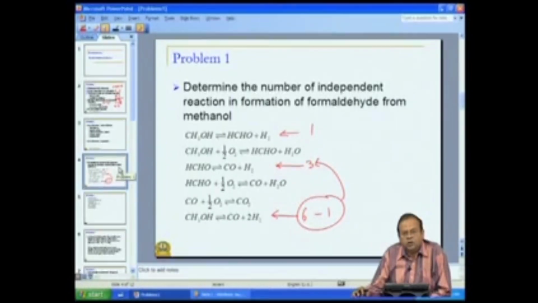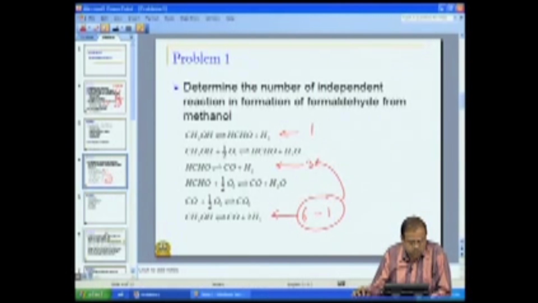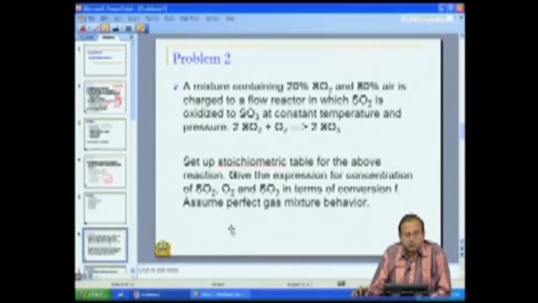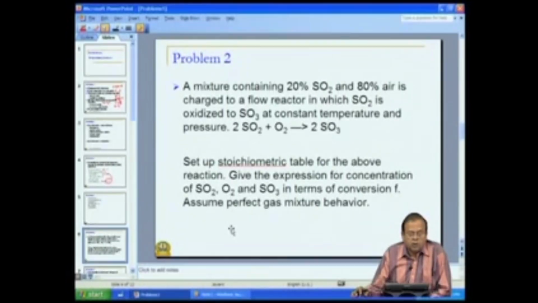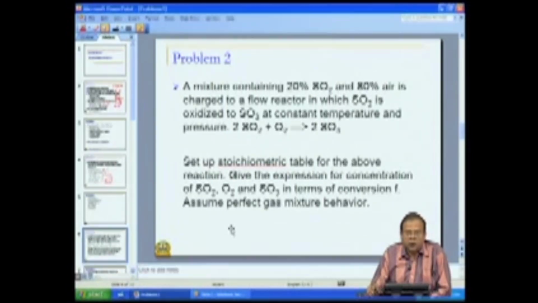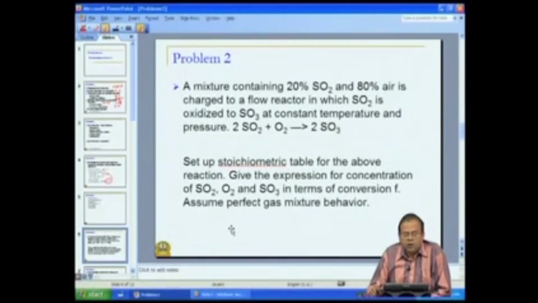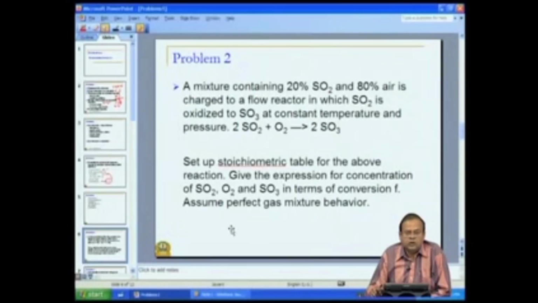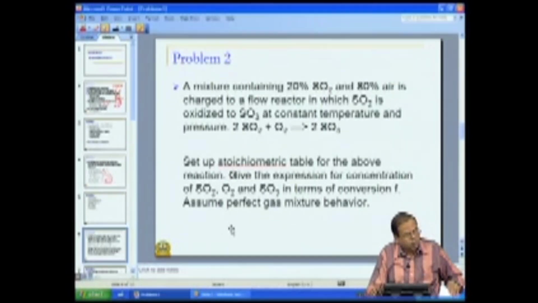We will go in the order in which we covered various material. Okay. The second problem, let me read out the problem statement to you, and this is also something we require every now and then, even when we are doing reactor design and so on. What is it? It is namely setting up of the stoichiometric table.